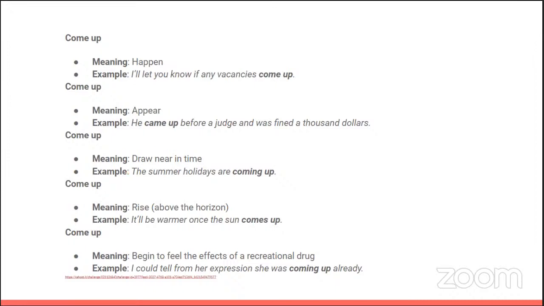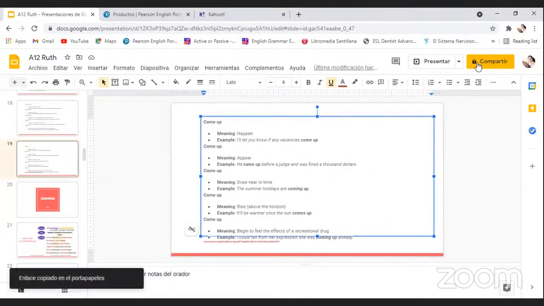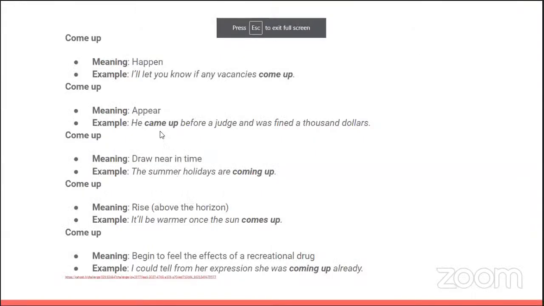And the other meaning of come up, rise above the horizon. It'll be warmer once the sun comes up. And the last meaning, begin to feel the effects of a recreational drug. I could tell from her expression she was coming up already. Yes. And well, let's please work on this practice now before we begin with grammar. There you go. Please work on the practice and let me know when you're done. Thank you.